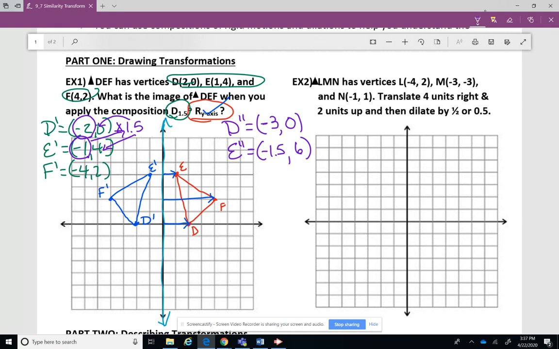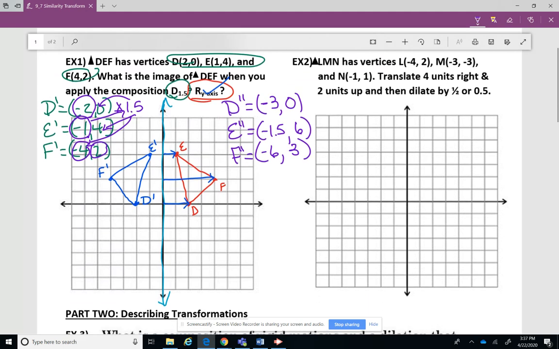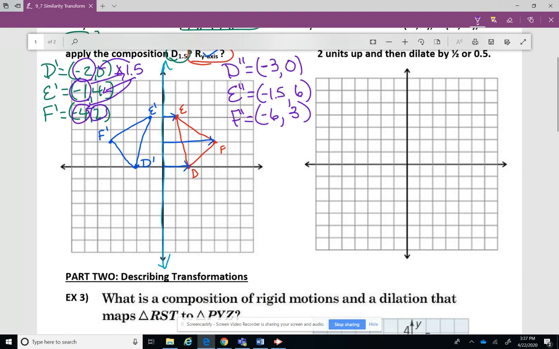All right, let's go to F prime prime. So -4 times 1.5 is just going to be -6. And then 2 times 1.5 is going to be a positive 3. Okay, so now we have the points that we did a dilation on them.